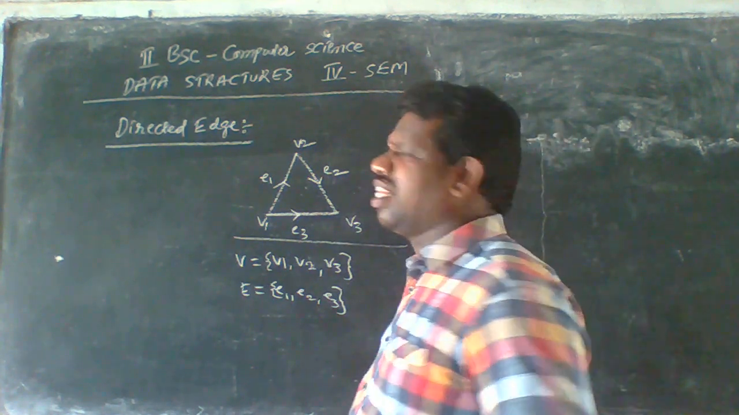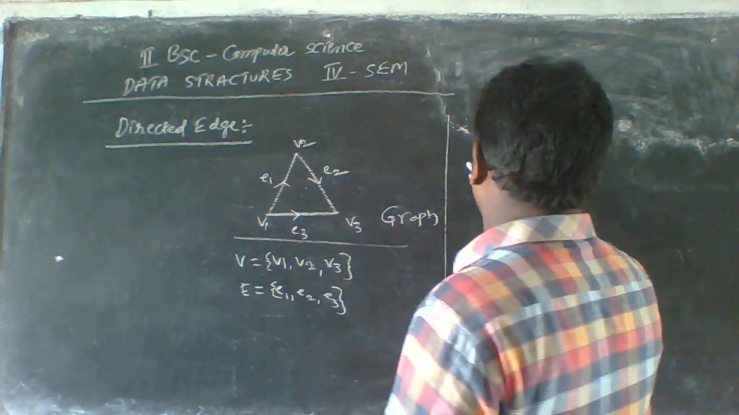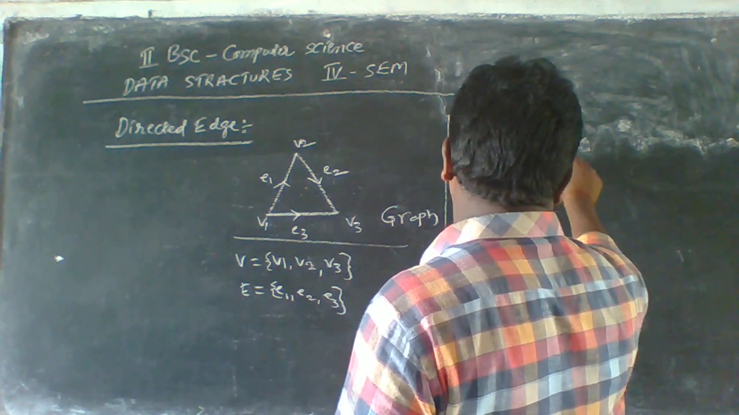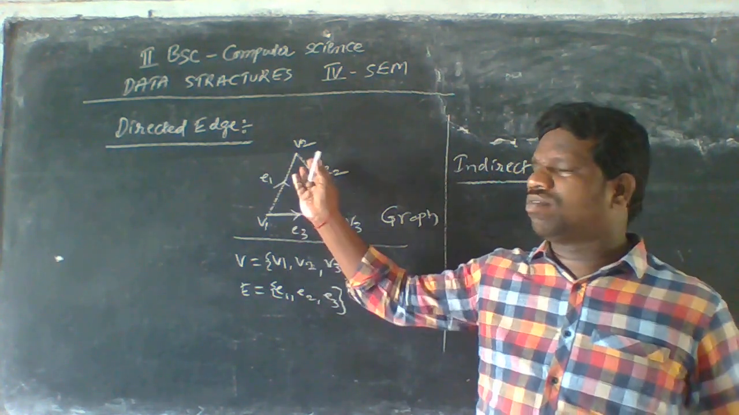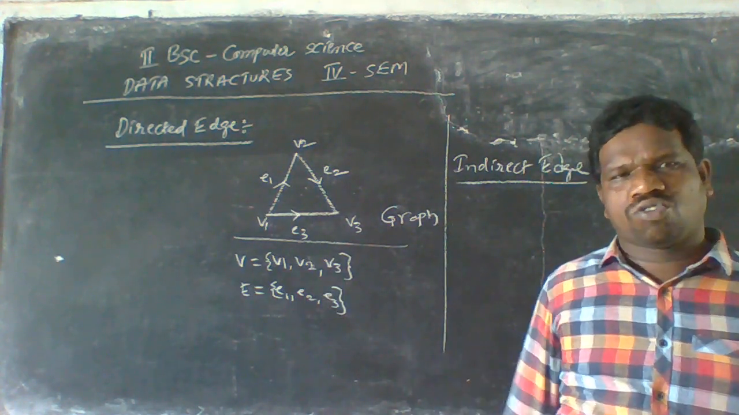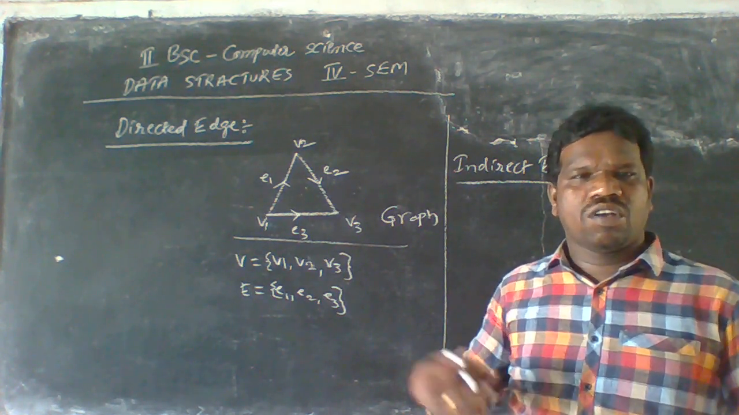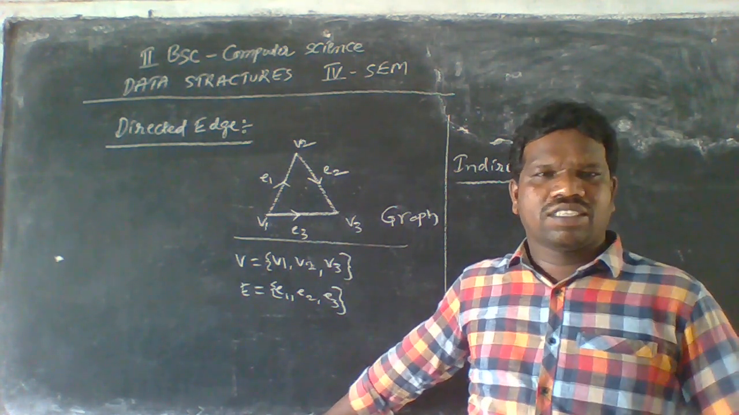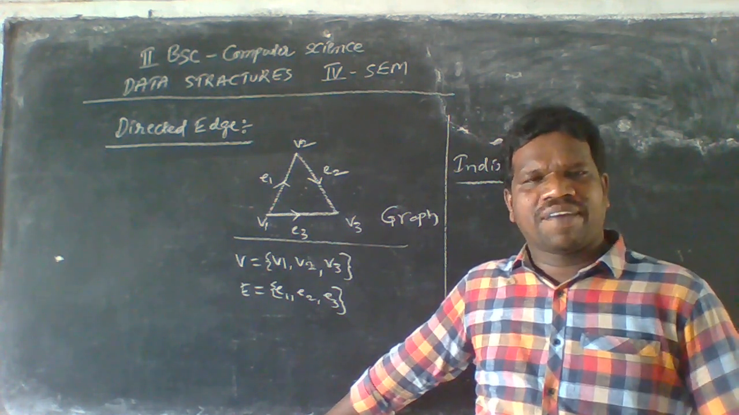So the next topic is the opposite of the directed edge, which is called the undirected edge. This is the opposite of the directed edge. In this undirected edge, the edge does not show any direction from one vertex to another vertex. That means here we can follow both directions, bidirectionally, either in the forward direction or the backward direction here.